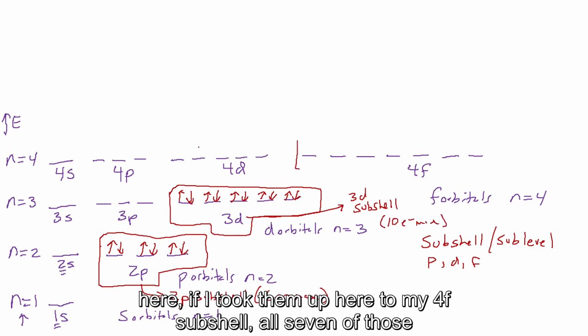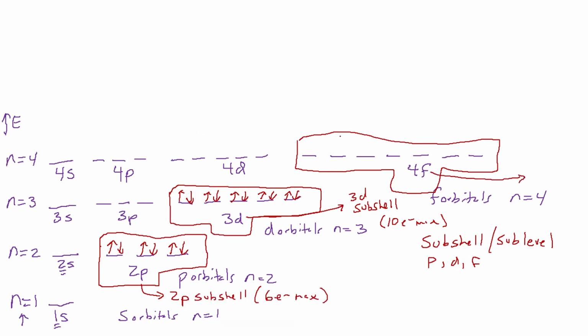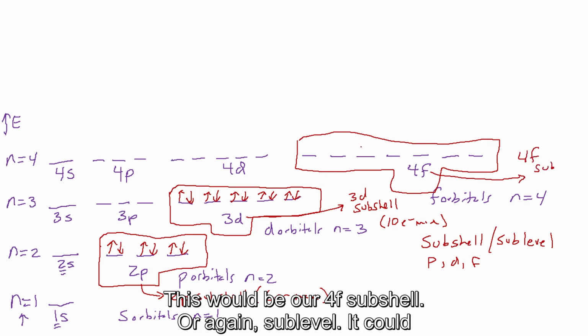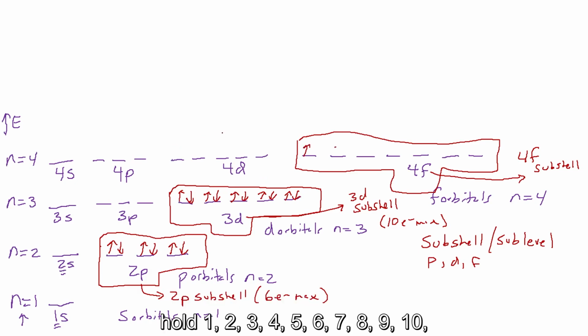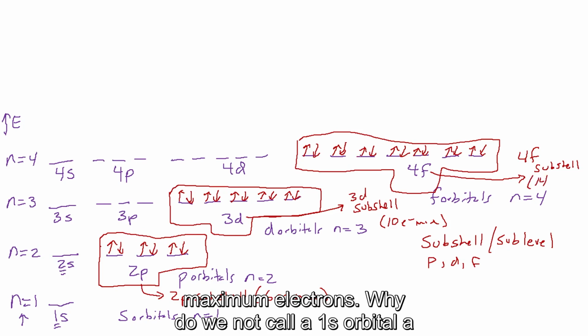And one more time here, if I come up here to my 4f subshell, all 7 of those different f orbitals together are referred to as a subshell. This would be our 4f subshell. Or again, sublevel. It could hold 1, 2, 3, 4, 5, 6, 7, 8, 9, 10, 11, 12, 13, and lucky number 14 there, electrons. So that is 14 maximum electrons.